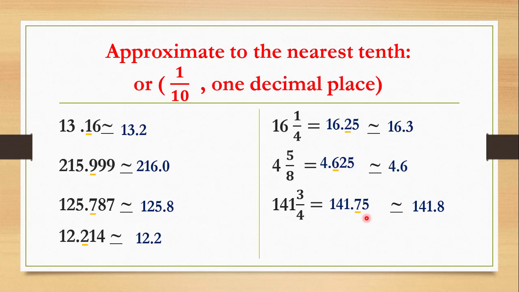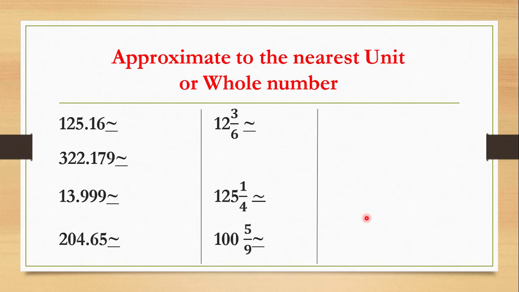Okay, so we follow the same steps. Step 1, underline the digit in the place you want to approximate to. Step 2, look at the digit to the right of the underlined digit. If this digit is 5 or more, add 1 to the underlined digit. If it's less than 5, don't add 1. The last step, all the digits to the right become zeros and all the digits to the left will stay. Except if you are adding 1 to 9, in this case, you will add and carry 1 until you finish adding.